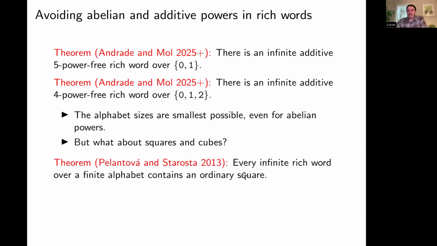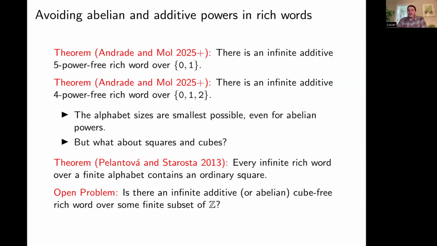For squares, we just know that it's not possible. It's been shown by Pelantová and Starosta that every infinite rich word over a finite alphabet contains an ordinary square, so it must contain an abelian and an additive square. And for cubes, we don't know.